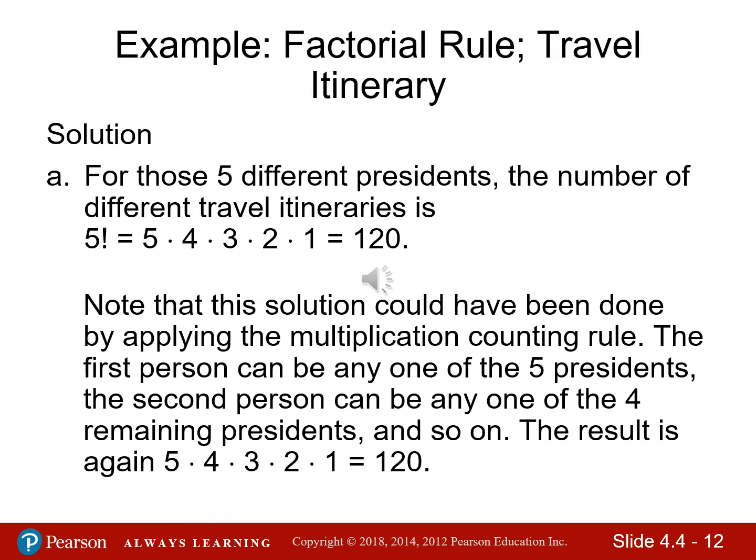Note that this solution could have been done by applying the multiplication counting rule. The first person can be any one of the 5 presidents, the second person can be any one of the 4 remaining presidents, and so on. The result again is 5 times 4 times 3 times 2 times 1.